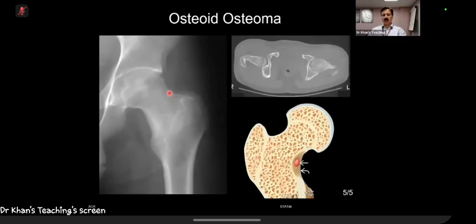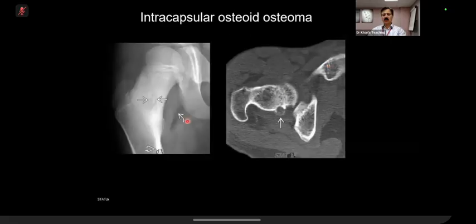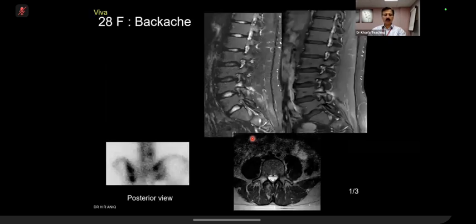And in your case, though the film quality is poor, you can see that there is a bit of lucency with this target sign. On a CT scan, it is sitting on the surface. And on this one also, it is sitting on the surface, and this is more bubbly. So this is intracapsular osteoid osteoma.